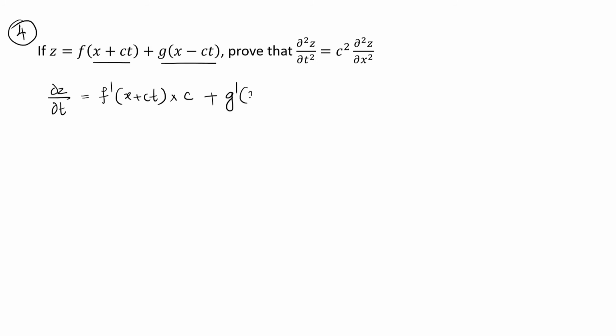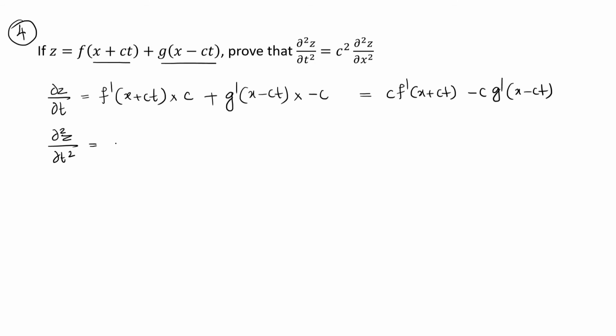Therefore, g dash of x minus ct into the derivative of x minus ct with respect to t: the derivative of x is 0, and minus c into the derivative of t is 1. Therefore, we have dou z by dou t as c f dash of x plus ct minus c g dash of x minus ct. Now we will take its second derivative, dou square z by dou t square.